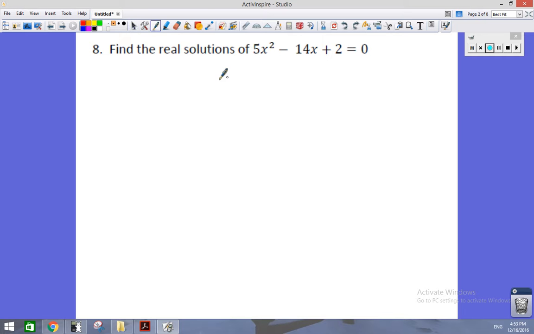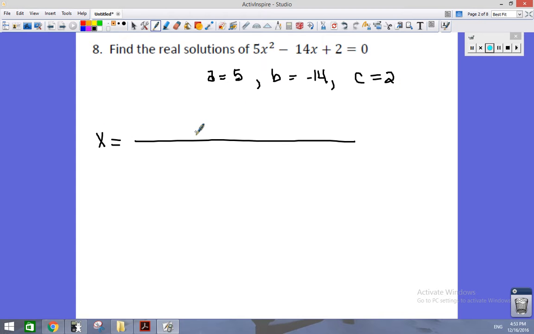It's already in standard form, so I'm just going to identify A, B, and C. And the quadratic formula is a fraction. The numerator has two terms. The first term is the opposite of B, so the opposite of negative 14 is positive 14. Then we use shorthand notation to represent actually two solutions because of the degree 2. We take the square root of what they call the discriminant, which is b squared minus 4ac.